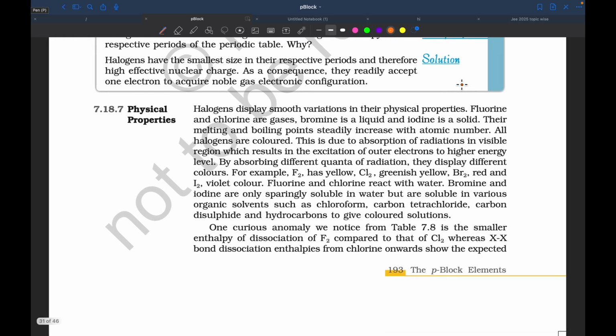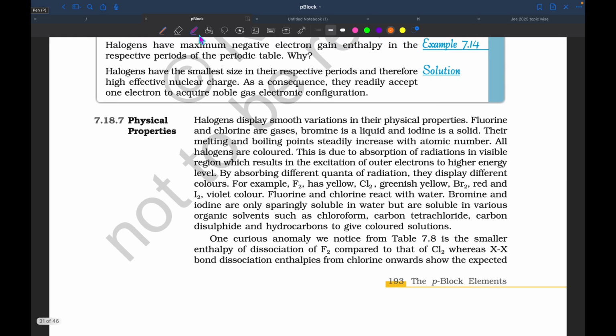right? So physical properties, we will just go through them. Halogens display smooth variation in their physical properties. Fluorine and chlorine are gases. Bromine is a liquid. Iodine is a solid. Their melting and boiling points steadily increase. We have just seen that.